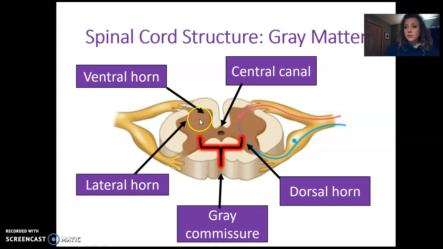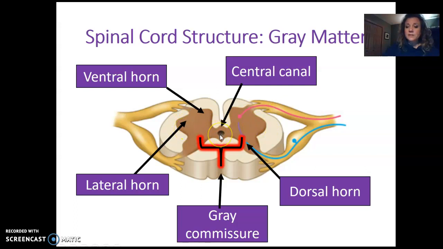But there's a couple of other structures that you should know about the gray matter of the spinal cord. It forms this H-like structure, or it looks like goalposts, or I don't know, to me it looks like a butterfly. The ventral horn is the bump that's found on the ventral side, or the anterior aspect of our spinal cord. So this is the ventral horn, and so is this over here. Then you have a bump that's off to the side called the lateral horn, one on each side.